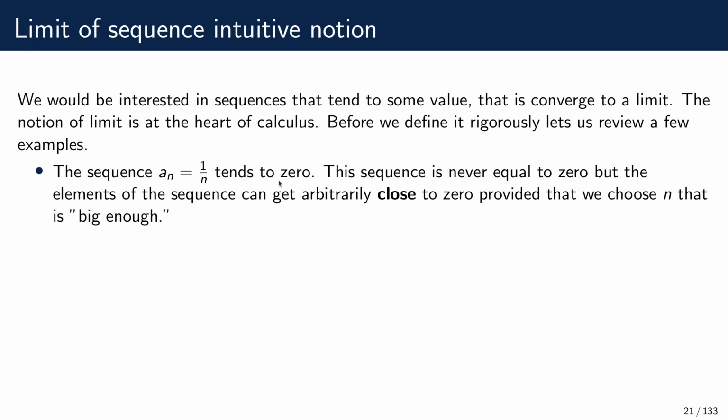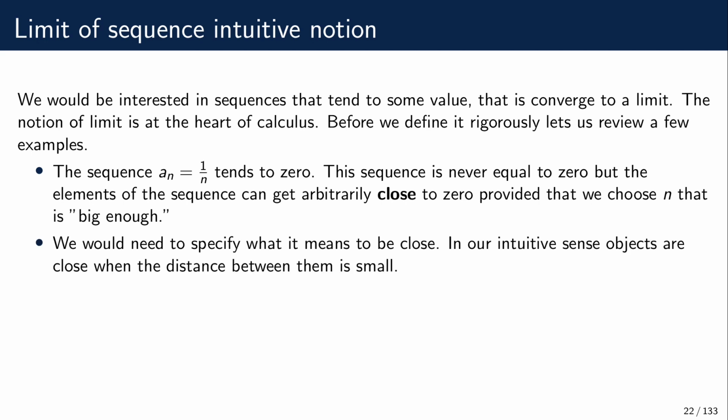And we can do it for every positive number that we pick to be the closeness threshold, right? So the thing that we really need to define here is what it means to be close and how we measure the distance. We see that if we take n big enough, the farther we go, the closer the elements of the sequence become to the limit, and we would like to make this notion precise. So, how do we measure distances?